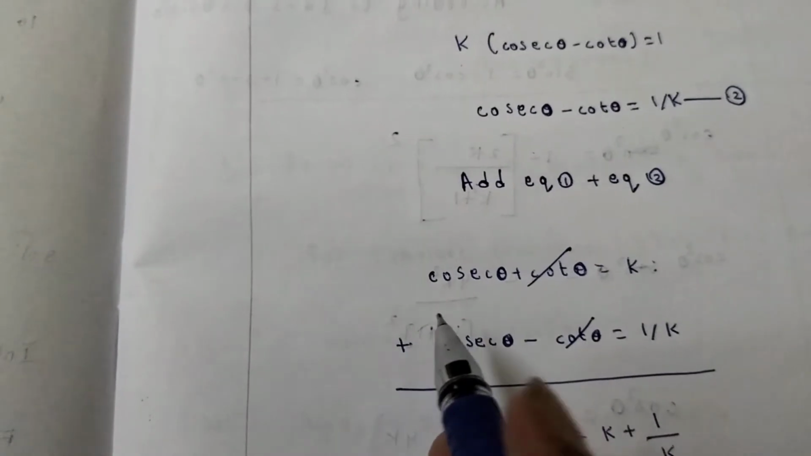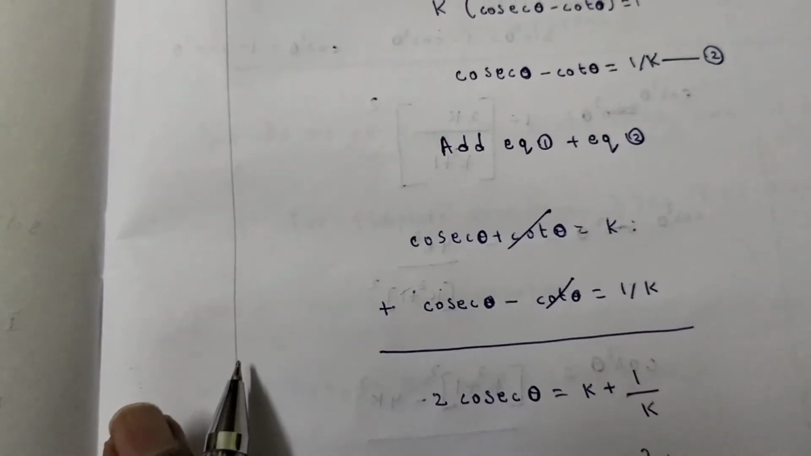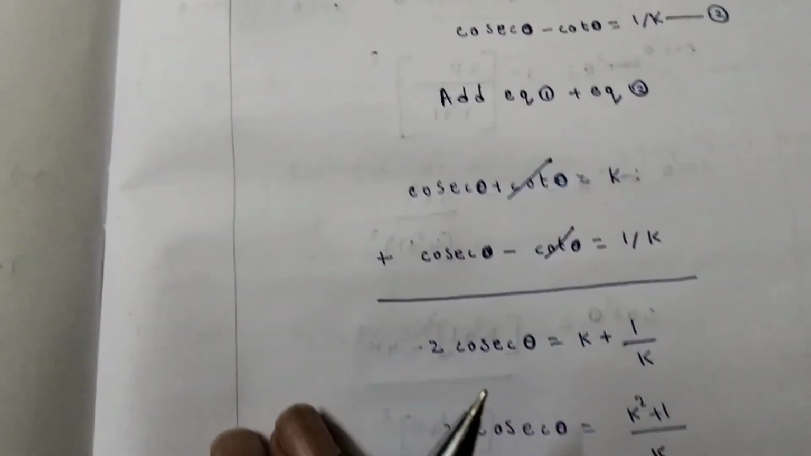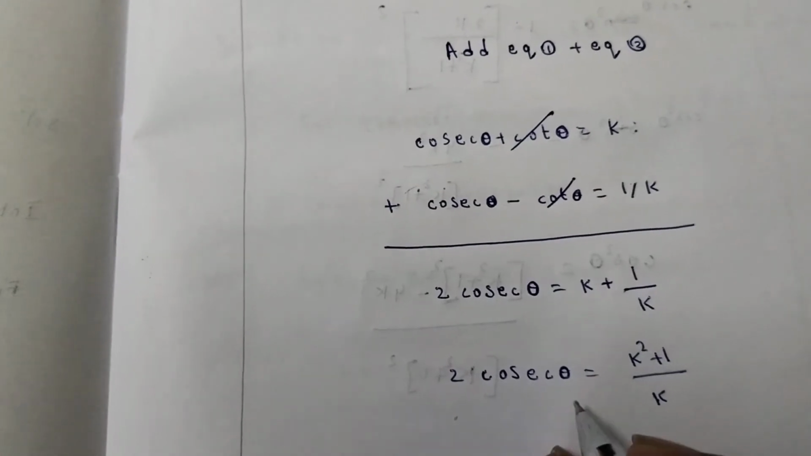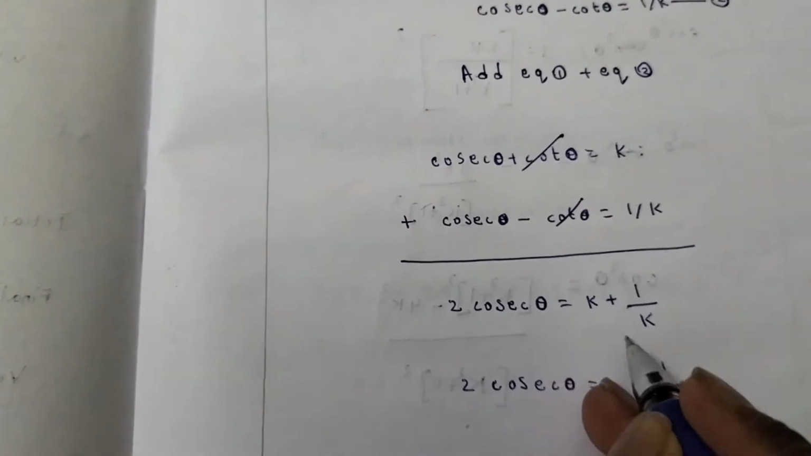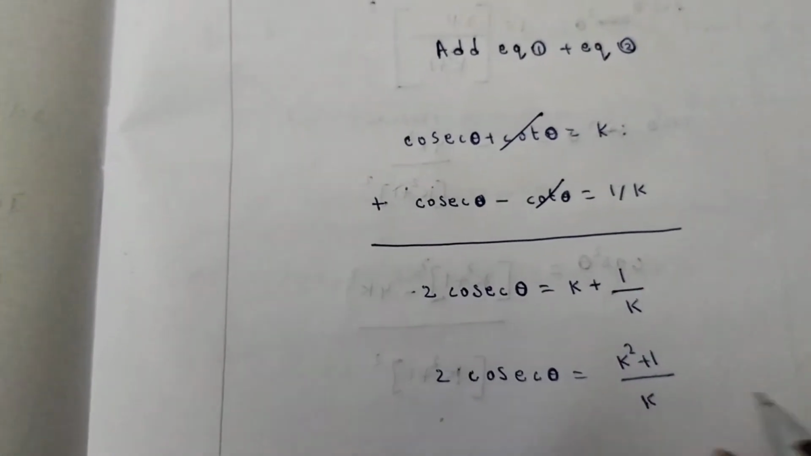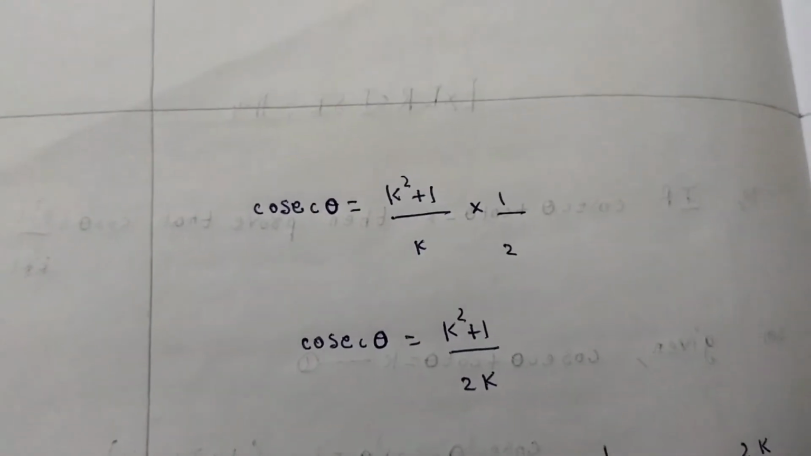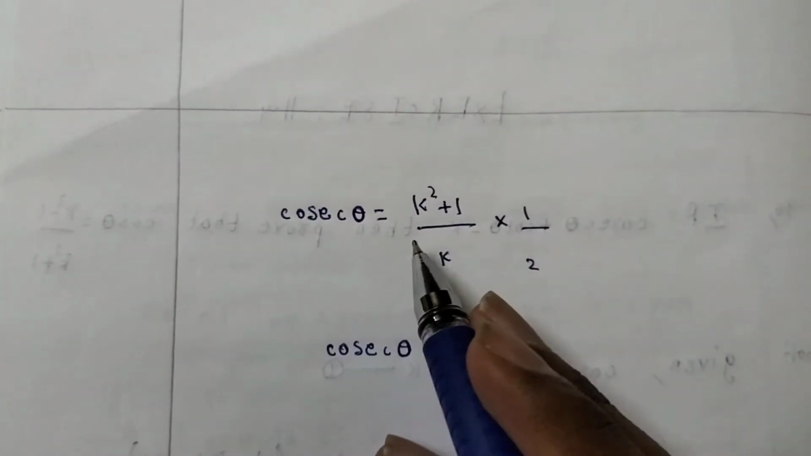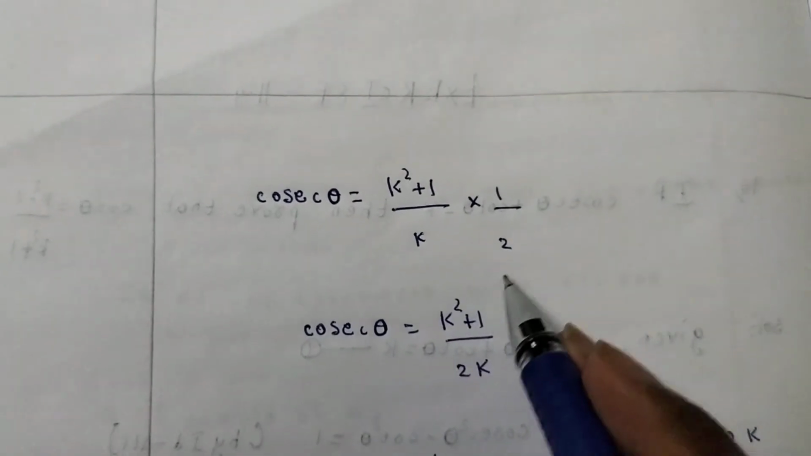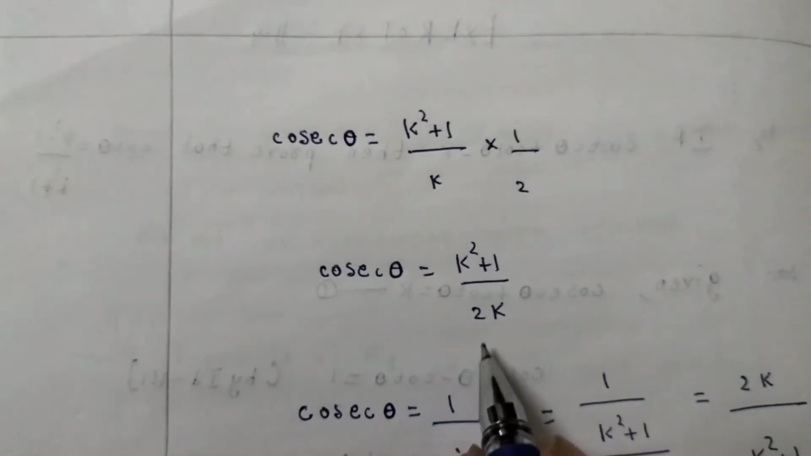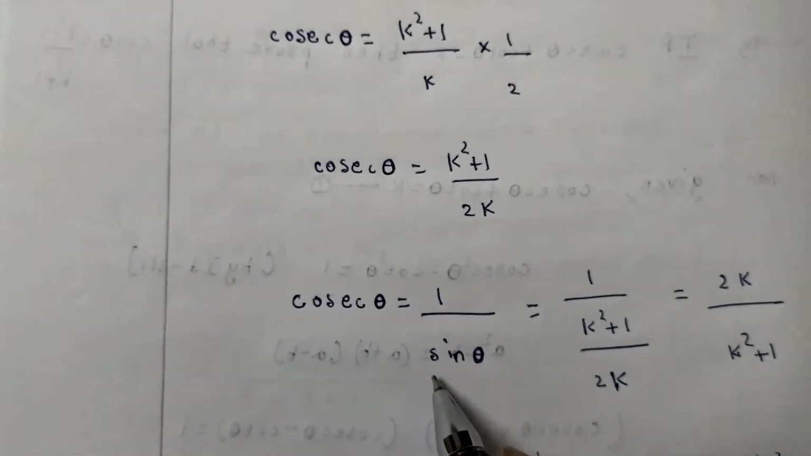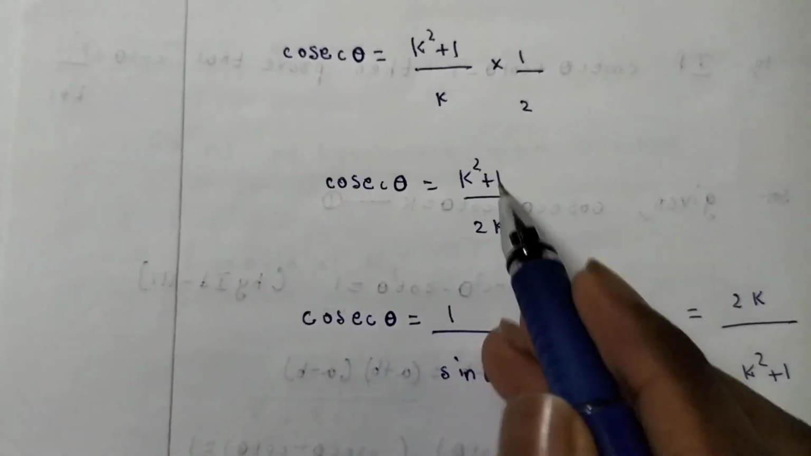Add these both equations. Here cot will be cancelled, and cosecant plus cosecant becomes 2 cosecant theta, and k plus 1 by k. So 2 cosecant theta is equal to k plus 1 by k. Taking LCM k, it becomes k square plus 1 by k. Now you need cosecant theta, so transpose the 2 to that side. Then cosecant theta is equal to k square plus 1 by k into 1 by 2. So cosecant theta is equal to k square plus 1 by 2k. Now cosecant theta you can write as the inverse of sin theta.